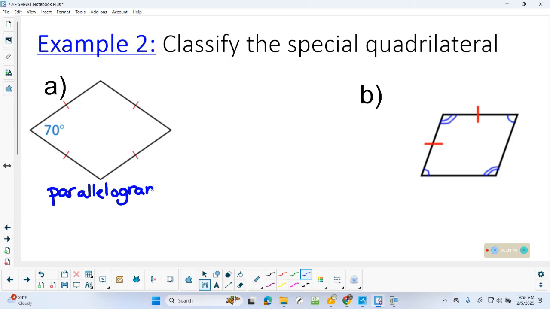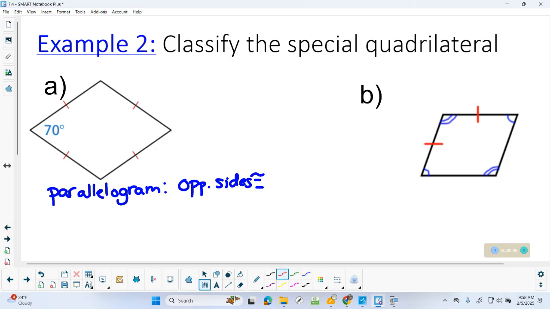Now, if you remember, there was that chart with the 5 ways to prove it's a parallelogram. One of them was both pairs of opposite sides congruent, which I've got. These are congruent, opposite, these are congruent. I'm just going to abbreviate opposite sides congruent. Okay?